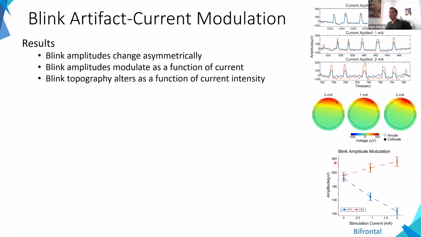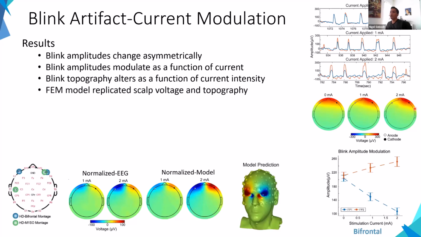And the blink topography, if you look at this topographically, you can see a shift more to the right with increasing current intensity. And if we baseline, or normalize, the 1 and 2 milliamp data, what we saw is that we can replicate this type of topography with our computational modeling by doing a few tricks.